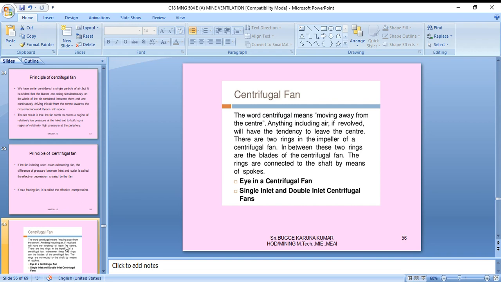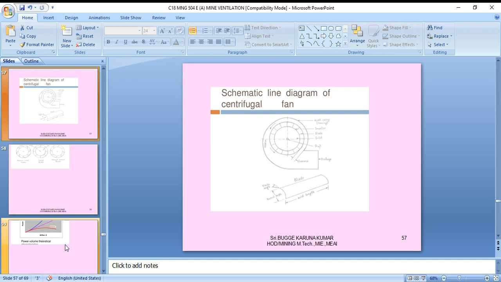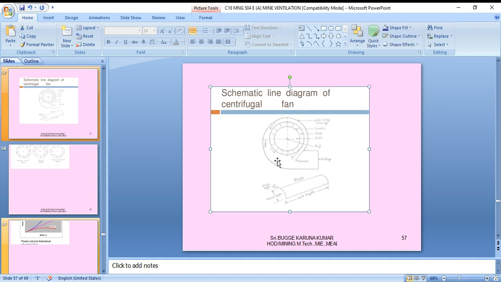There are two rings in the impeller of a centrifugal fan. In between these two rings are the blades of the centrifugal fan. The rings are connected to the shaft by means of spokes. Depending on categorization, there are single inlet and double inlet centrifugal fans. See one simple schematic diagram.